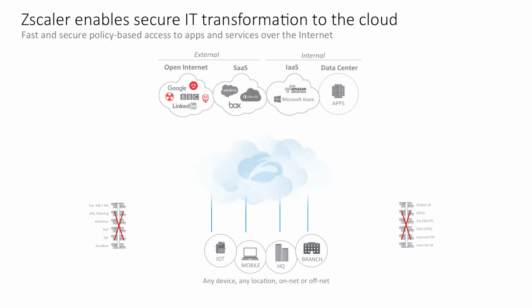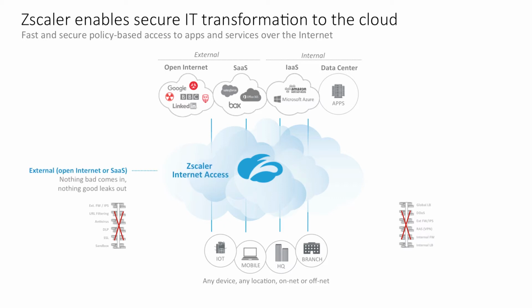We have disintegrated your external or outbound security stack into what we call Zscaler Internet Access, which provides a good set of capabilities for you to send your traffic to the internet. It makes sure that nothing bad is coming into your network and nothing good, which is your corporate IP or your organization's intellectual property, is going out to the internet. This is where we offer services such as advanced threat protection, data leak protection, access control with URL filtering and cloud application control, and next generation firewall.